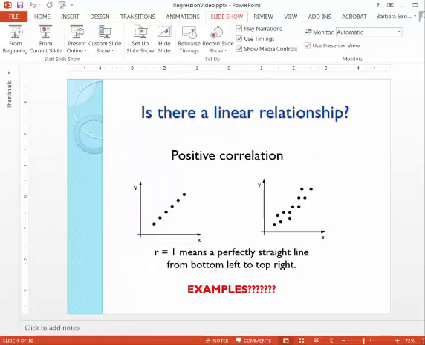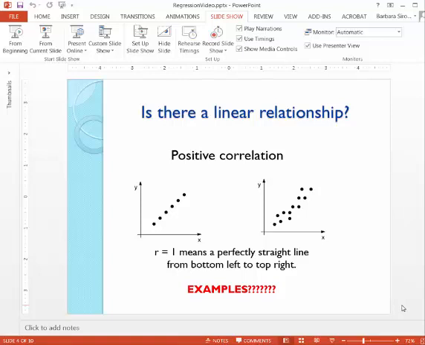So let's start by doing a little review of something that you've already learned about. Is there a linear relationship? Just reminding you, if we happen to have data that goes from bottom left to top right, meaning as x goes up, so does y, that would be a perfect positive correlation, r equals 1. In real life, you don't find that. You'll find a spread of points, as you can see here. So in real life, the correlation will never be 1.